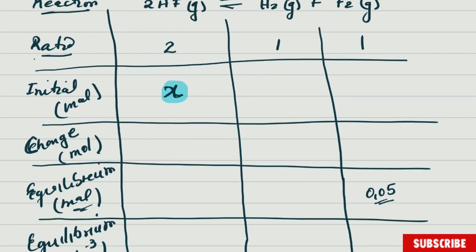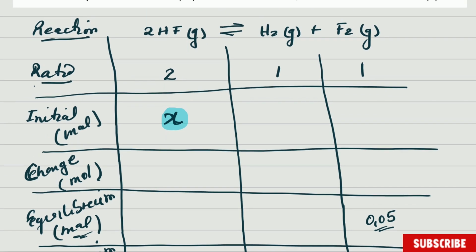So let's start now working with this table. Okay, now the first thing you need to know is that initially you don't have any of the products. So the number of mole of H2 and F2 is going to be 0. That is initially. You have nothing of the product, you only have the reactant. Now, if at equilibrium you end up with 0.05, what was the change of F2? That was 0.05 mole. That was the change here for the F2.